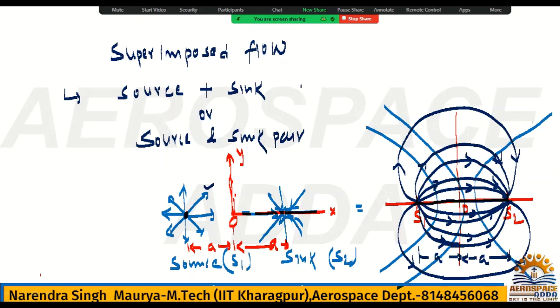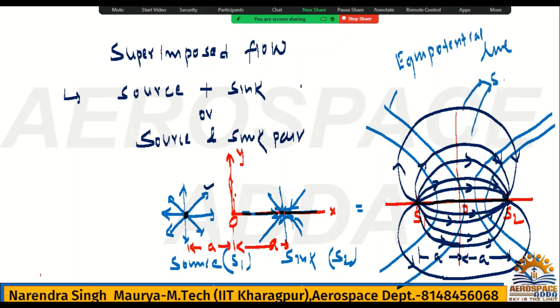Okay. What is this? This is the equipotential line. What is this? This is the streamline. Done. Potential line will be perpendicular to the streamline.